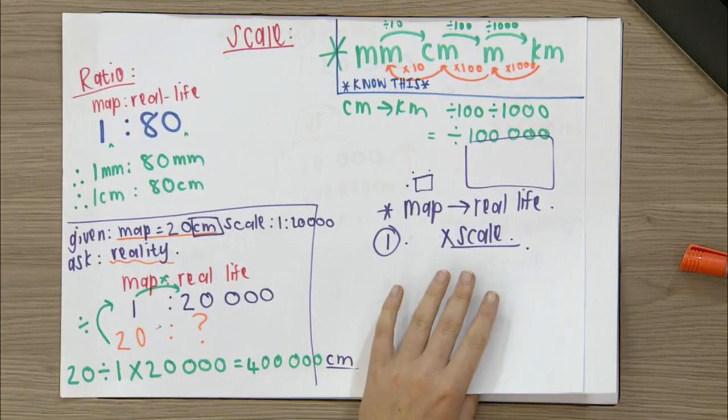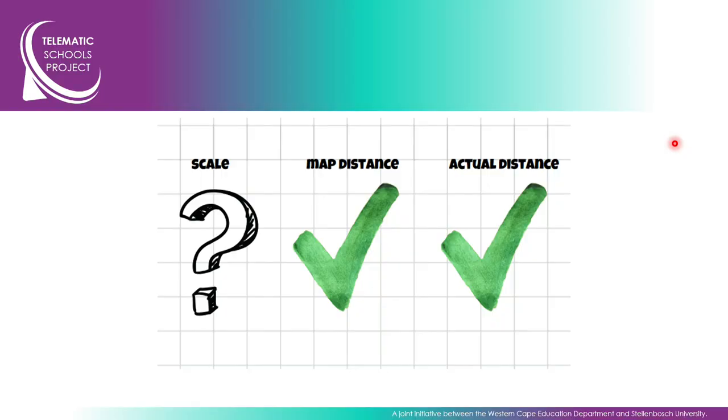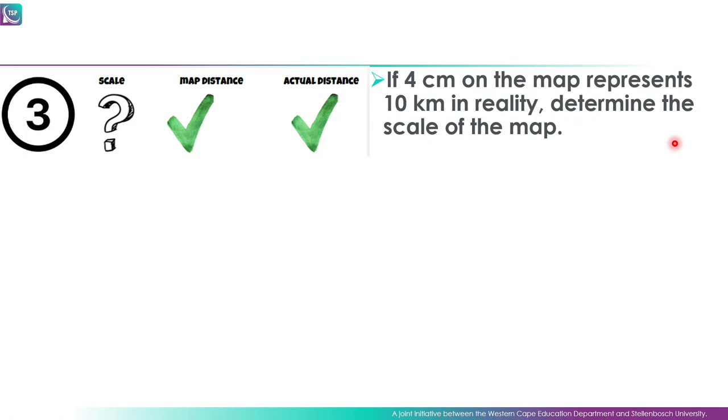And now if we look at the third type of calculation, you will see the third type will now be the map distance is given, the actual distance is given, but the thing that's not given to us is the scale. And now we will need to be able to calculate the scale using those 2 things that are provided. So let's look at the example. 4 centimeters on the map represents 10 kilometers in reality. Therefore, determine the scale of the map.